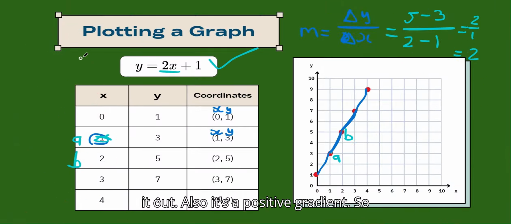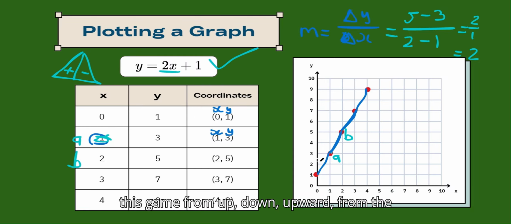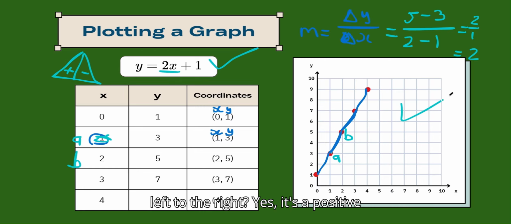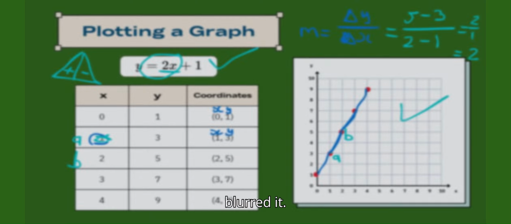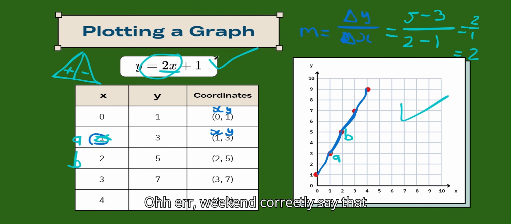Also, it's a positive gradient. So if we remember our little triangle test, just to check ourselves, to see how the line is going from down upwards, from the left to the right. Yes, it's a positive gradient. That also checks out. So we can correctly say that this graph is correct. Everything checks out, and you have successfully calculated your coordinates and plotted your graph.